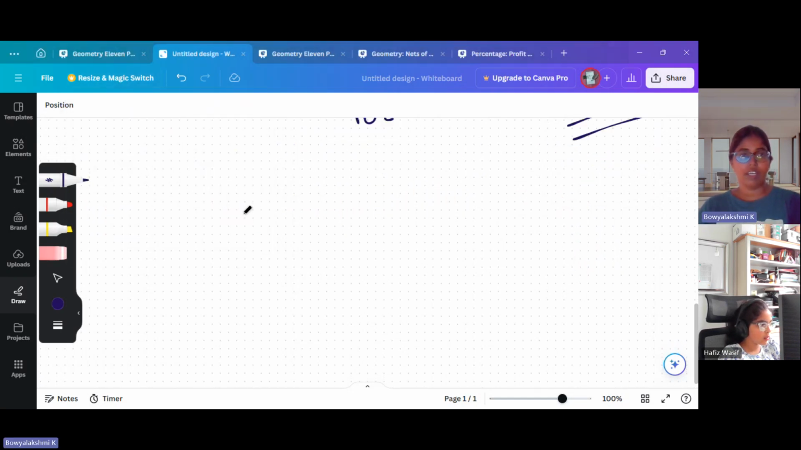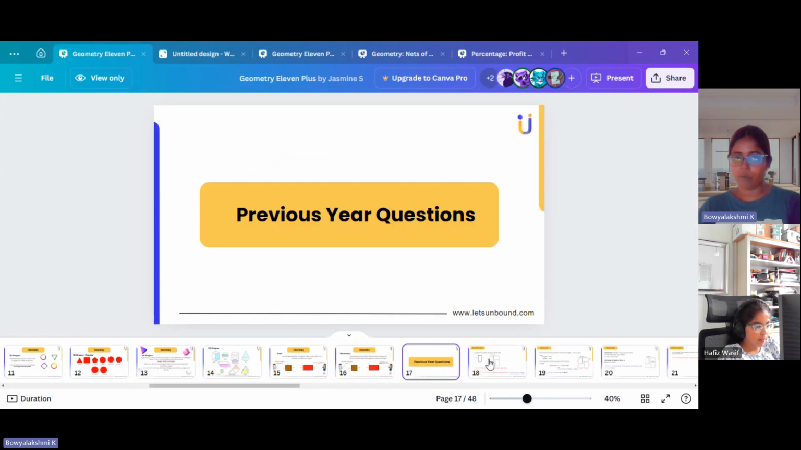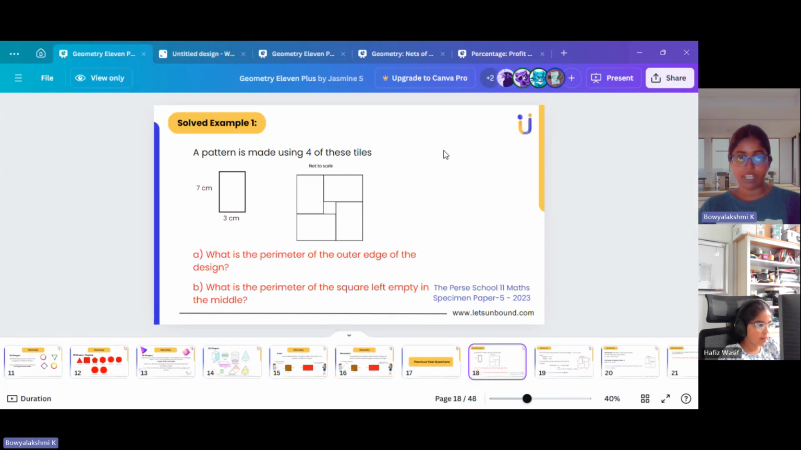Okay, right. So that's simple. Now we can get into the previous year problem. Here, a pattern is made using 4 of these tiles. What tile? There is a rectangular tile given, right? This is the tile which they have provided.